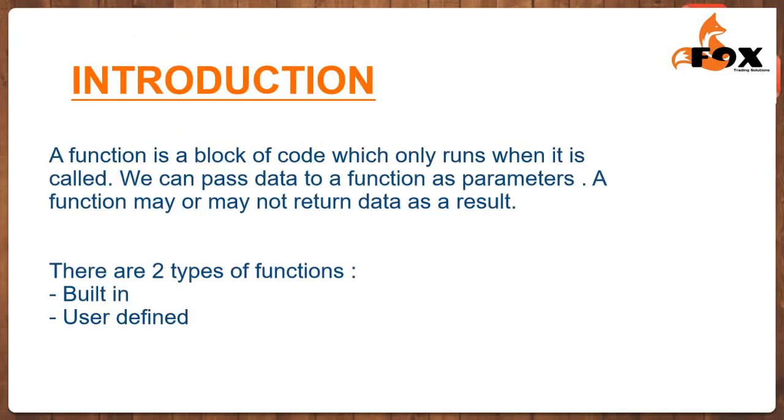A function is a block of code which runs when it is called. We can pass data to a function as parameters. There are two types of functions, built-in function and user-defined function. Built-in functions are the functions that are predefined in Python and we need not declare these functions before calling them. User-defined functions are the functions that we create on our own.